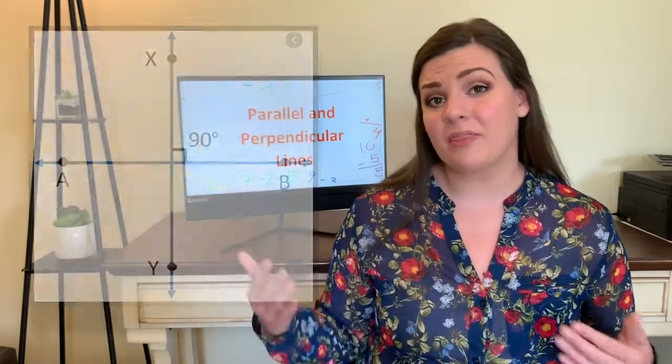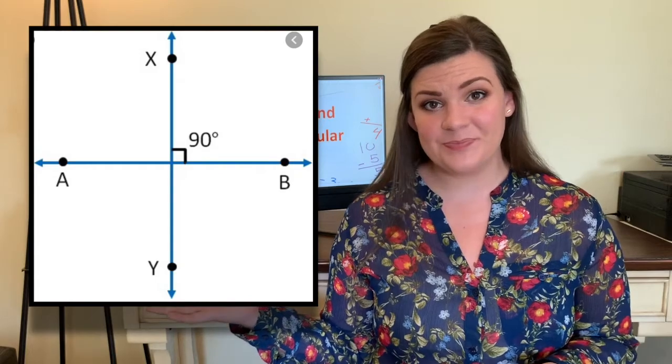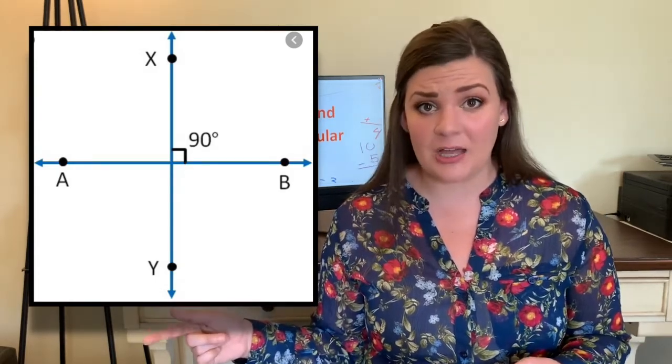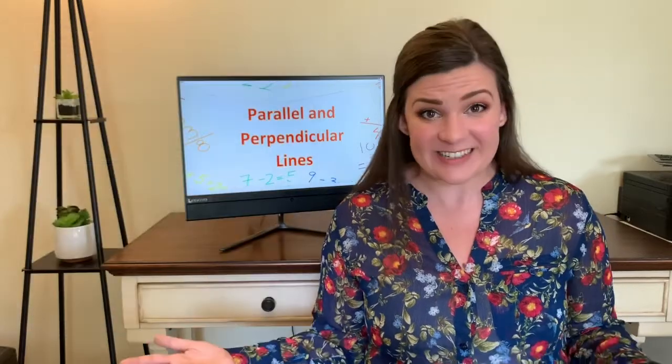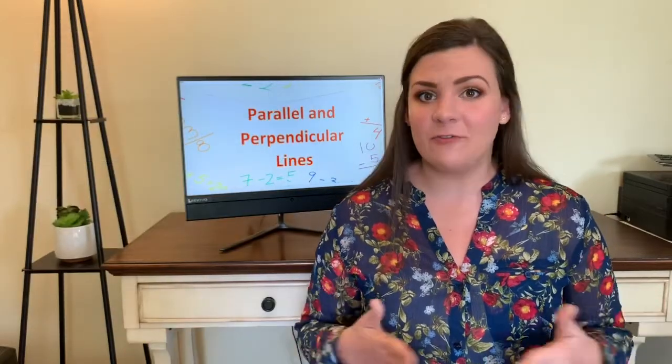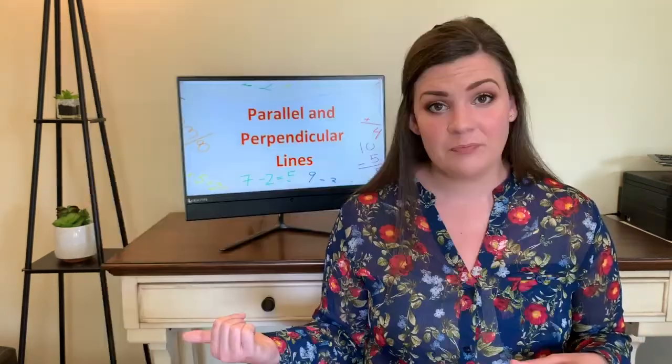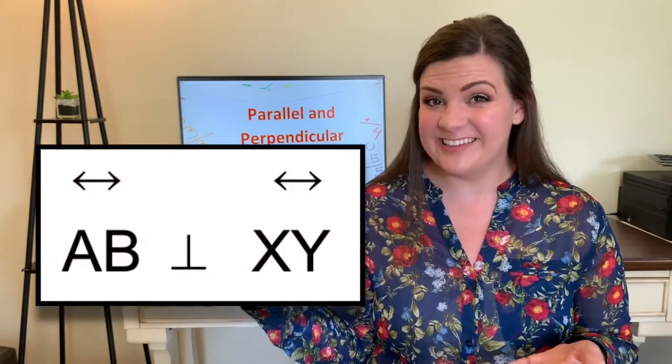It's your turn again. Can you describe these lines? Did you say that line AB is perpendicular to line XY? Great! Now let's see if you can write that down using the symbol I showed you before. Does it look something like this?